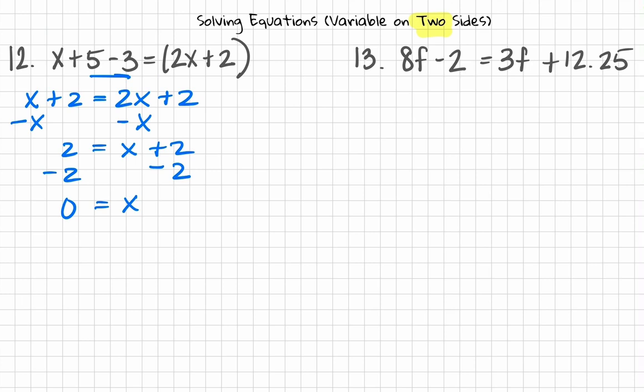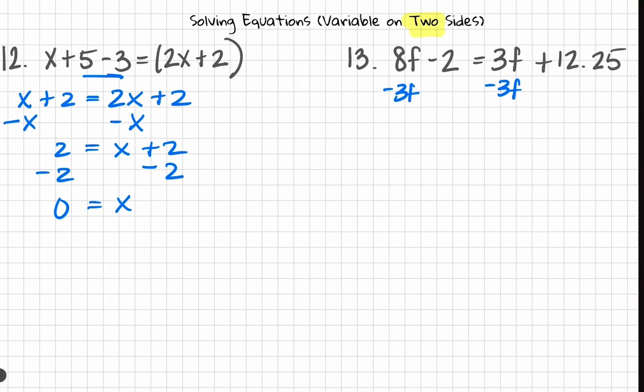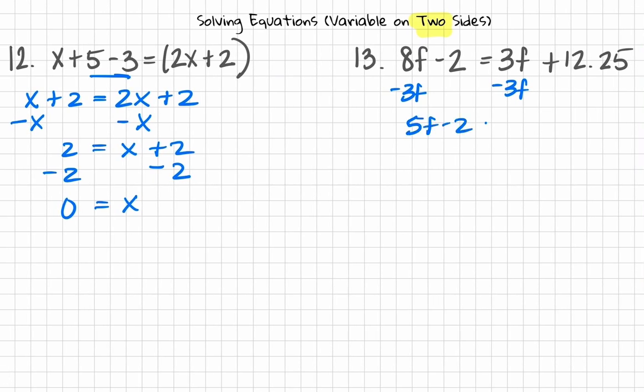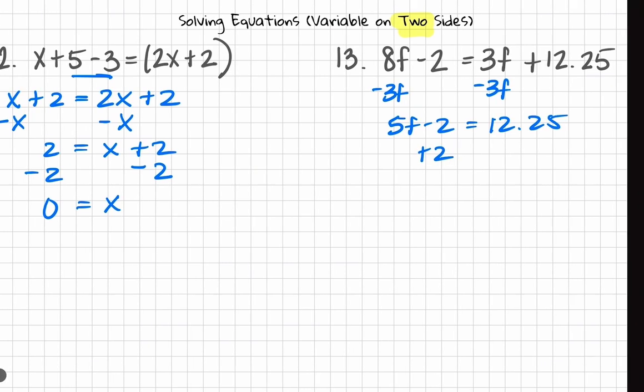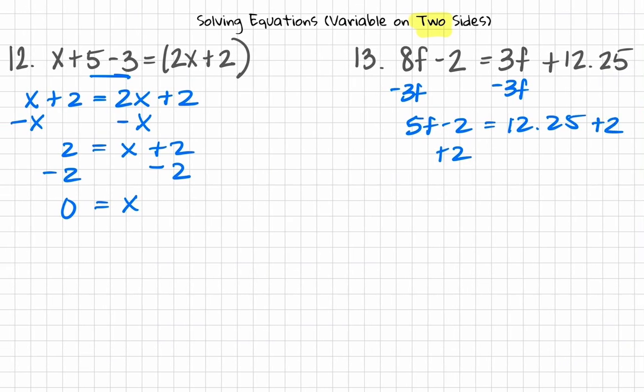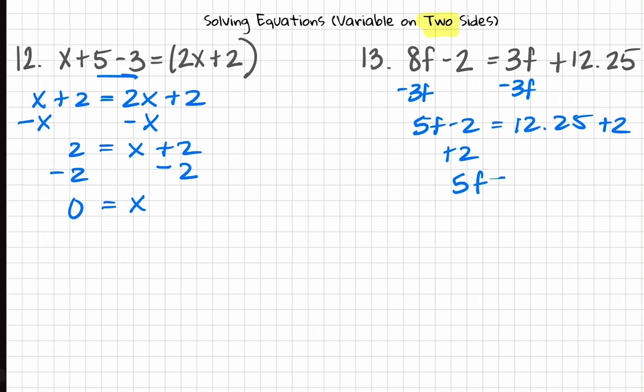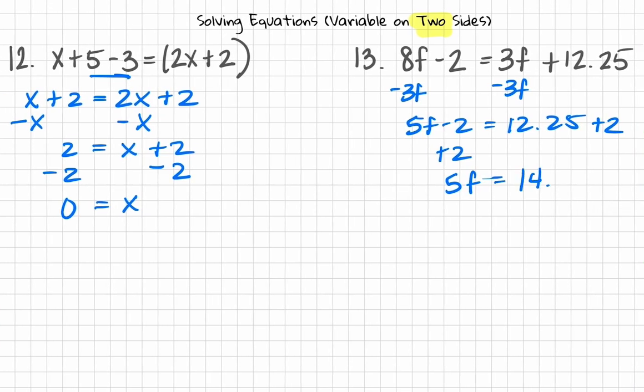8f minus 2 equal 3f plus 12.25. We're going to combine negative 3f, 5f minus 2 is equal to 12.25. Then I'm going to add 2 on both sides. 5f is equal to 14.25 divided by 5, divided by 5. F is equal to 14.25 divided by 5.